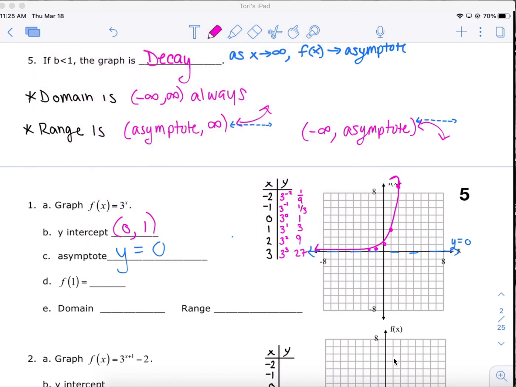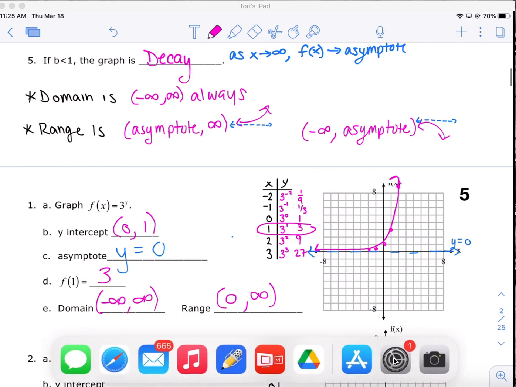When I plug in f of 1, that is this guy right here. So f of 1 equals 3. My domain is always going to be from negative infinity to positive infinity, and my range is above the asymptote, so I'm going from 0 up to infinity. Okay, we're done with problem 1. Let's look at the next one.